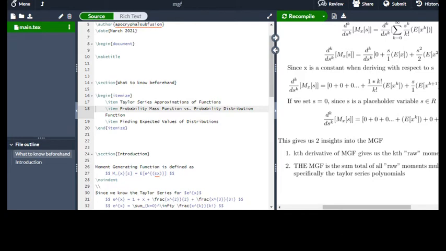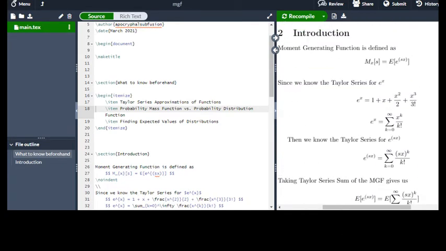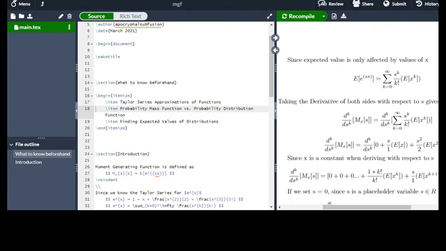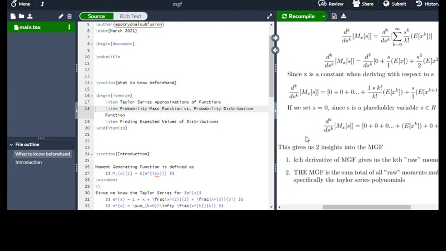We started with this moment generating function. We didn't really know where it came from, but working with it, we can see that the nth derivative of the moment generating function gives us the nth moment of the distribution. If we take the first derivative, we get the first moment. If we take the second derivative, we get the second moment. If we take the third derivative, we get the third moment.